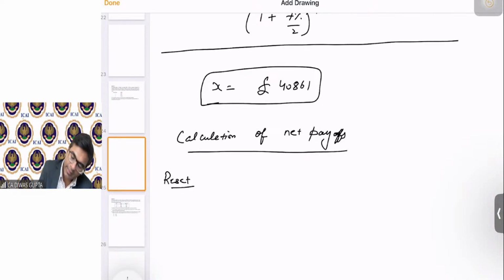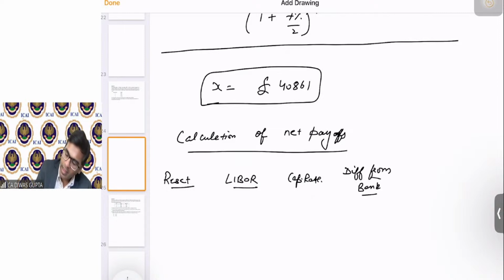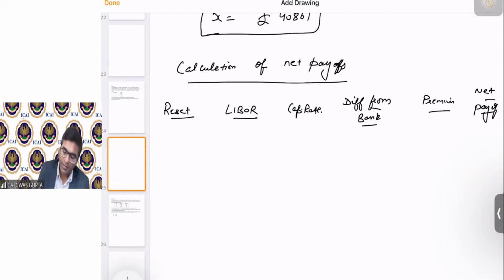Let's talk about the reset periods that have been given. This is the LIBOR. This is going to be the cap rate. This is going to be the difference from the bank, right? And this is the premium that we have already paid to the bank and hence the net payoff. Clear, students?